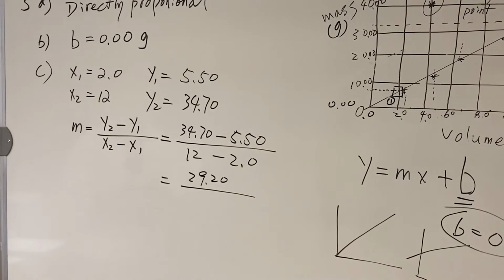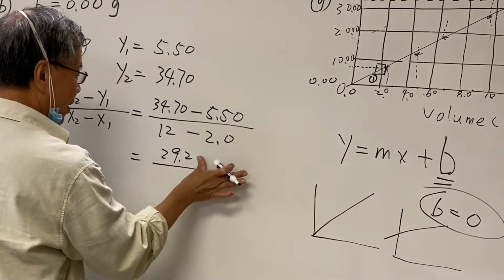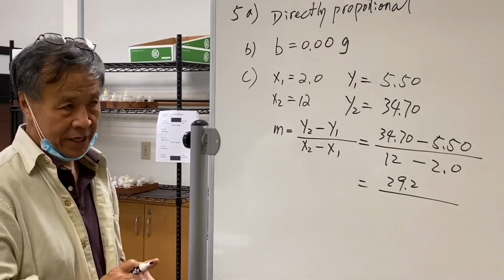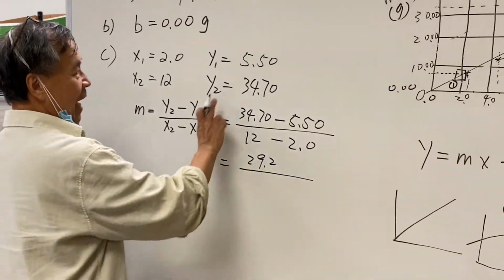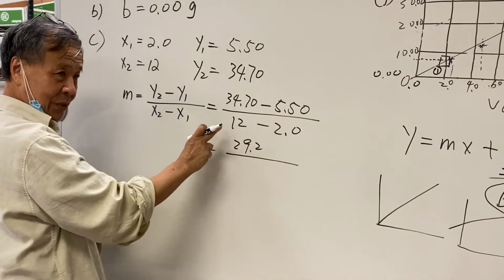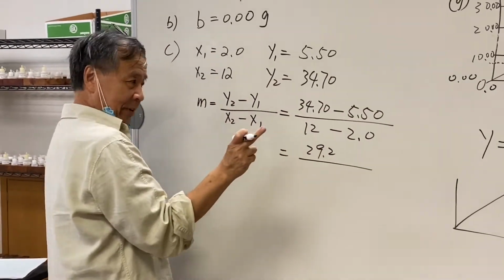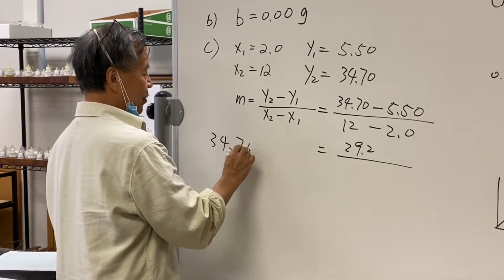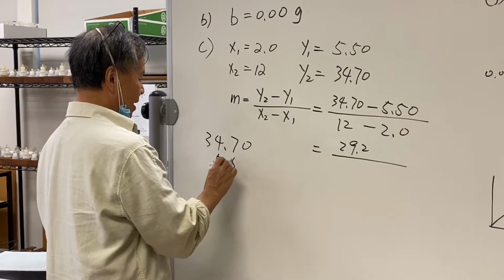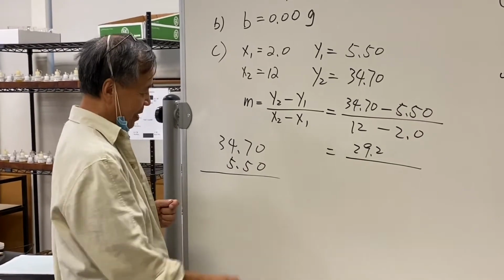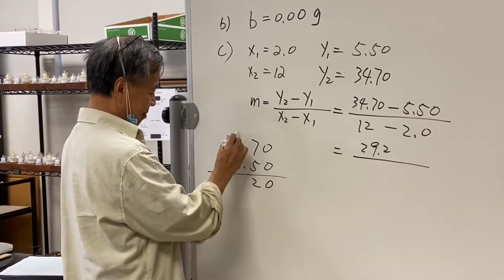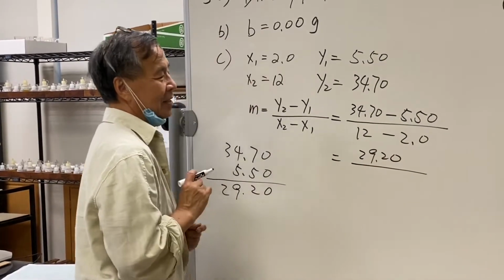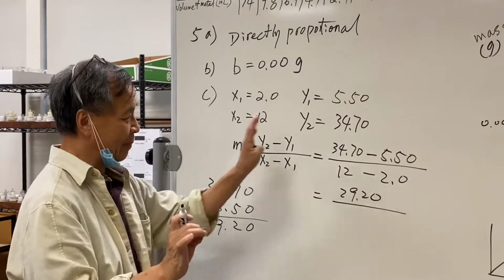You will get 29.20. Make sure you understand how you are going to get the correct sig figs. If you don't know, simply use the old-fashioned way, and then 9 and 2. Make sure you have that. Do not arbitrarily drop that 0.